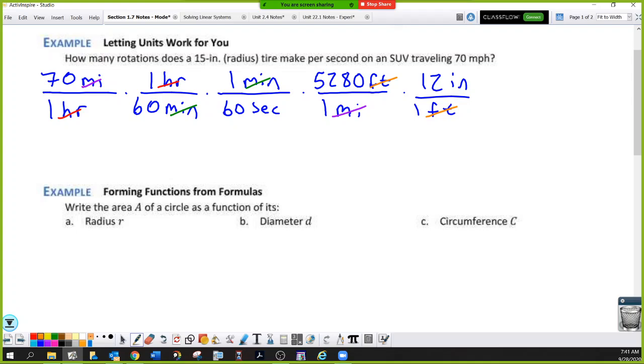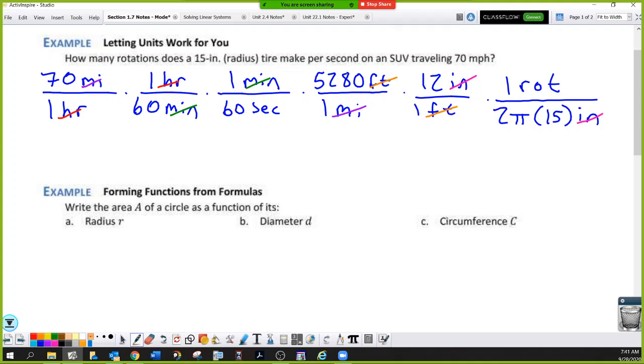Our r is 15. So what we're going to say is that's one rotation, 2 pi r, 2 pi 15 inches. And what color haven't I used yet? I haven't used fuchsia. We have now converted 70 miles per hour into rotations per second, because rotations is the only unit left on top, and seconds is the only one left on bottom.